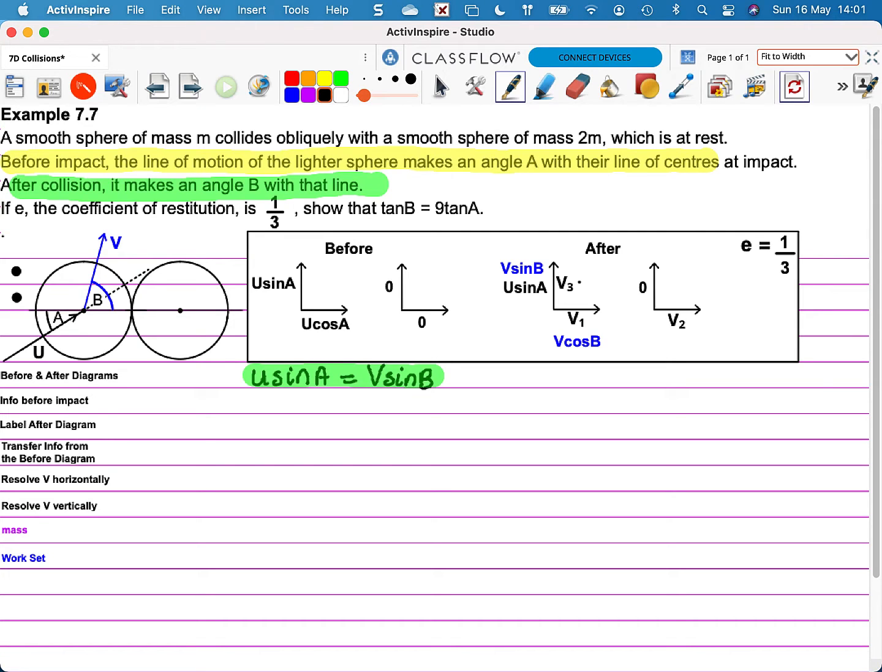Now we need to put our masses on the diagram. The mass of the first sphere is m and the mass of the second sphere is 2m. We're going to use conservation of linear momentum, which says that momentum before is equal to momentum afterwards. The impact is along the line of centres, so there's only conservation of linear momentum applied in the horizontal direction. So we've got mass times velocity, so we end up with m times u cos A plus 2m times 0 is equal to m times V1 plus 2m times V2.